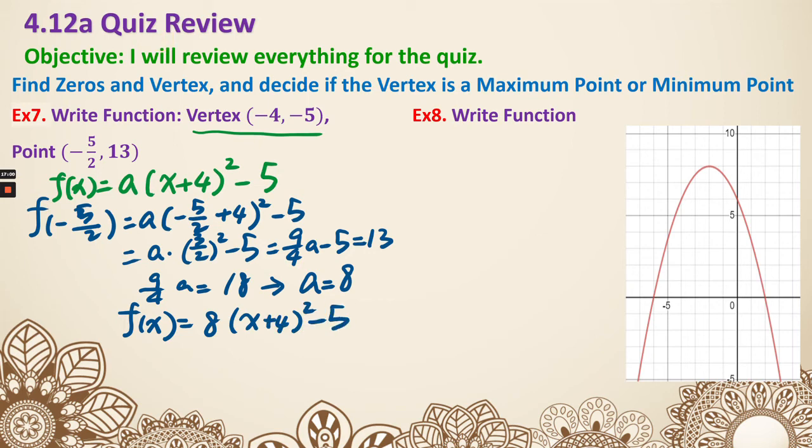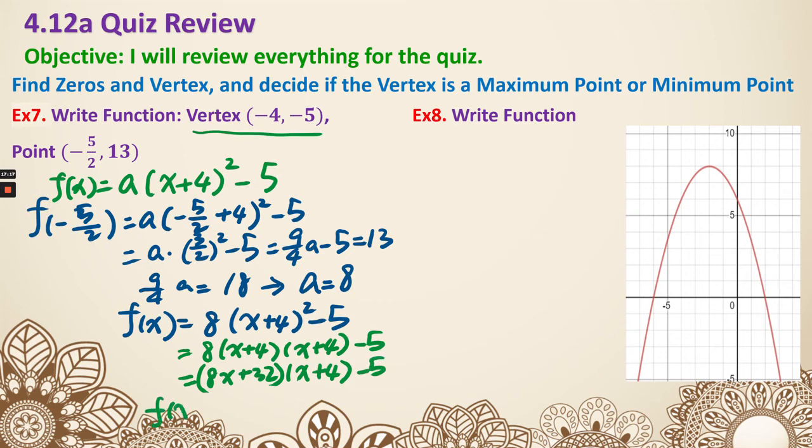Lastly, we do need to change that into standard form. So that is going to be 8 times x plus 4, x plus 4 minus 5, which is 8x plus 32 times x plus 4 and minus 5. And if I open all the parentheses, f of x is going to be 8x squared. That's plus 32x and plus another 32x, so plus 64x. And 4 times 32, that's 128, minus 5, 123. That is my final answer.